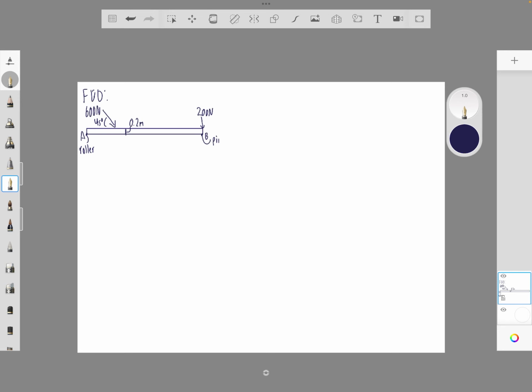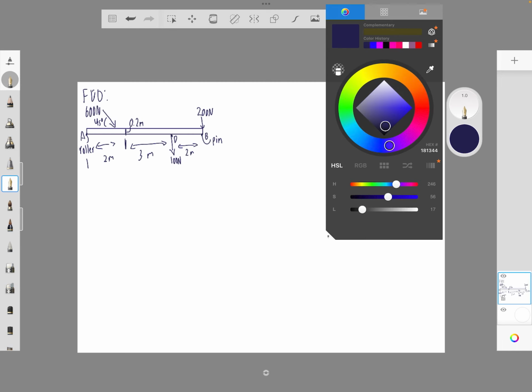Alright, this is point D, and acting on that is a 100 Newton force. Let's define the length between D and B: 2 meters. Between this point and point D, this point is 3 meters away. It's going to become important when we start taking moments. Looks like we have everything defined, at least as far as that goes. Now, let's find a few other forces that will become important a little bit later.